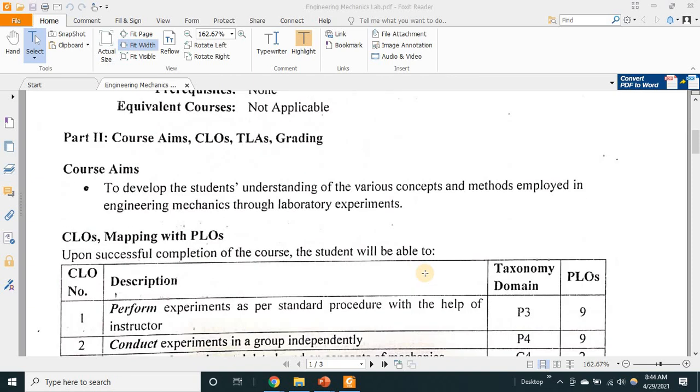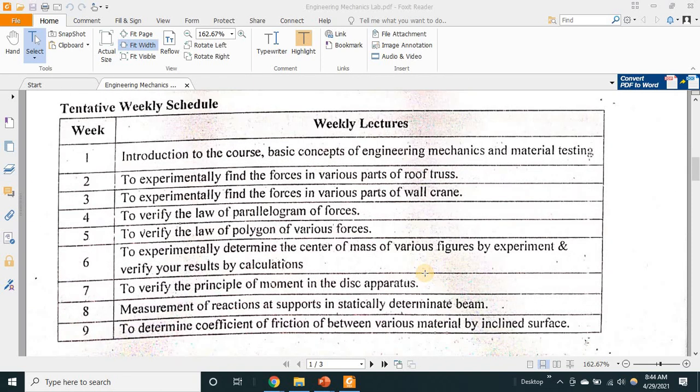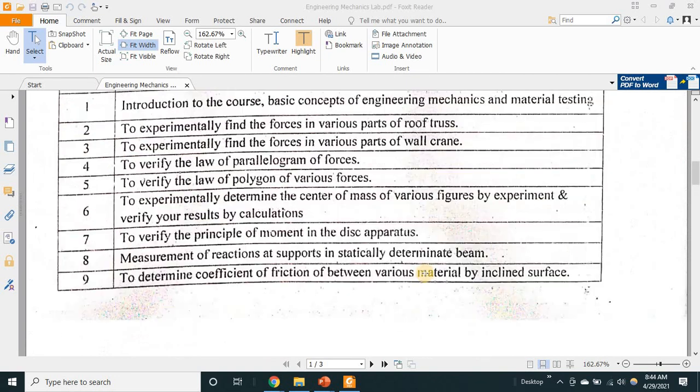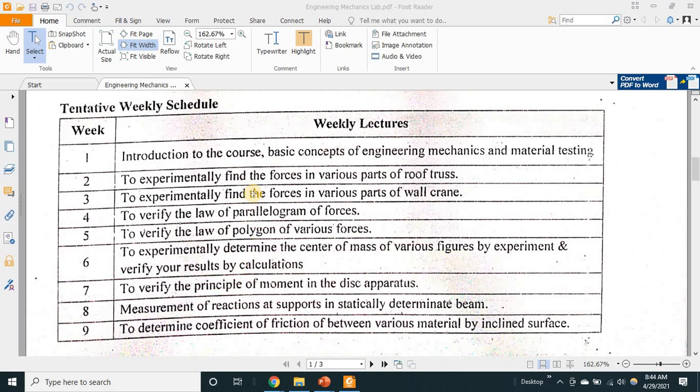So now let's come to our weekly lecture schedule. There are 9 to 10 experiments in this course. The first week consists of an introduction to the course, basic concepts of engineering mechanics and material testing. The second experiment is to experimentally find the forces in various parts of a roof truss. The third one is to experimentally find the forces in various parts of a wall crane. The fourth one is to verify the law of parallelogram of forces. The fifth one is to verify the law of polygon of forces.